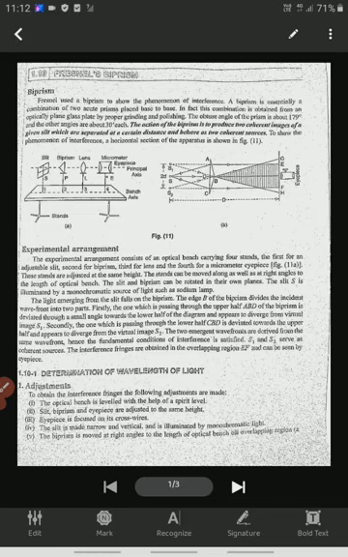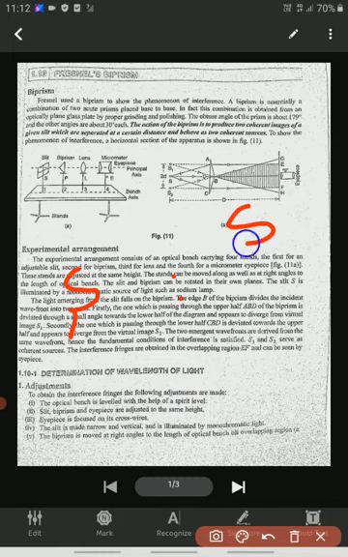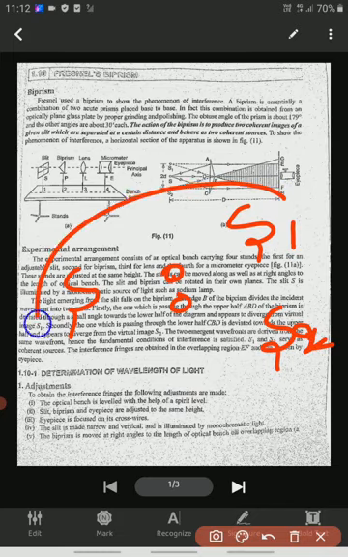We have a number of processes to produce coherent sources. This is the first process to get coherent sources. Both are derived from one single source. Here we are using only a single source, and when we use this process, we get two coherent sources. For this purpose we are using the Fresnel biprism.